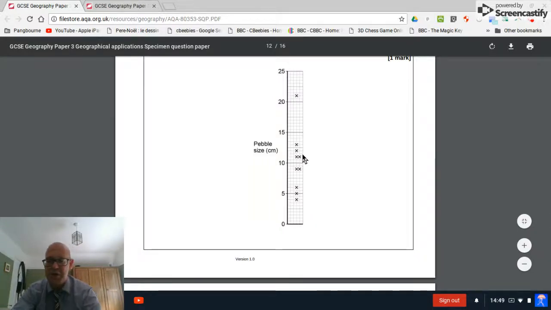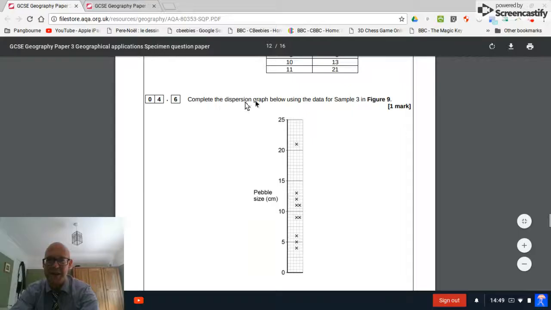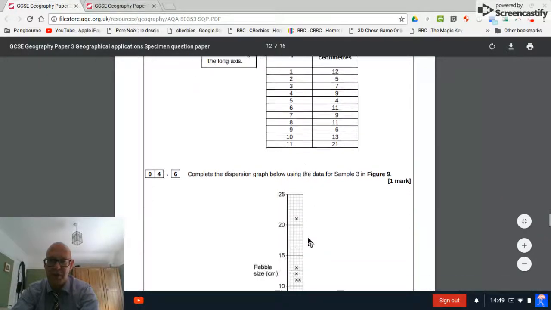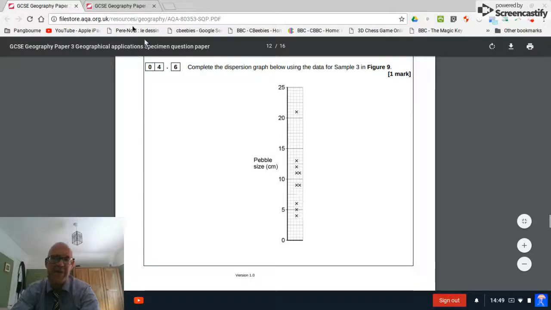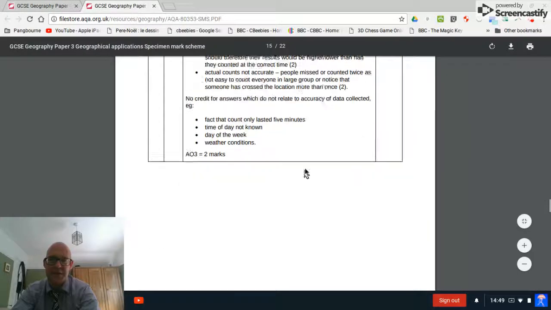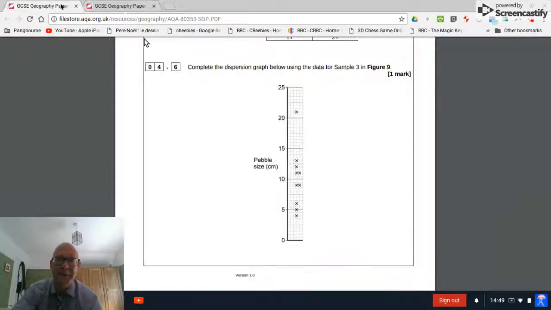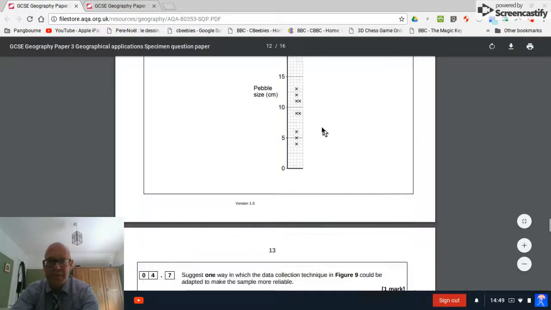And I bet you the first question is complete it. So you've got to find out which of these pebbles is not on this dispersion graph. I'll tell you it's the 7. And if you look at the mark scheme, they'll tell you as well it's the 7. And you can see it's nice and big there. 1 mark. Easy street.